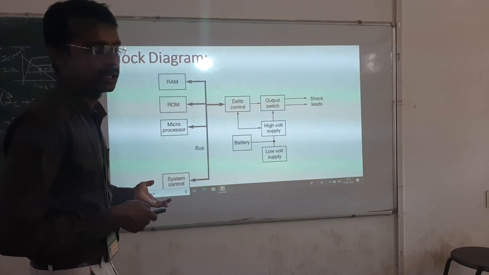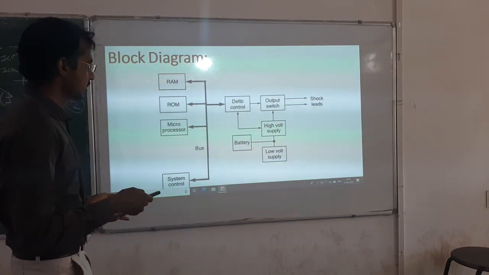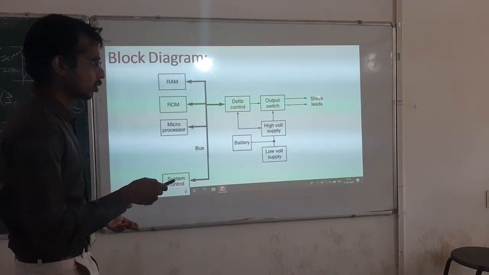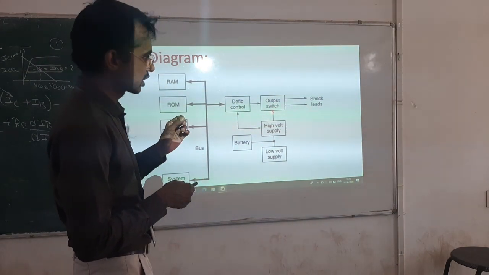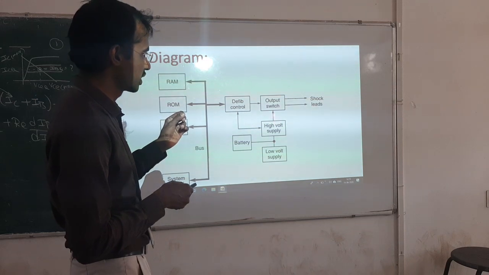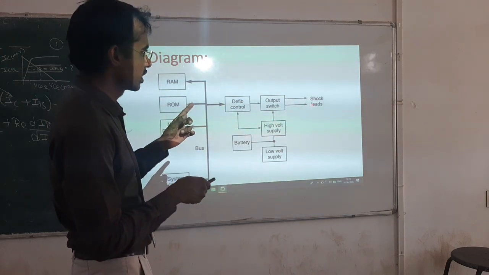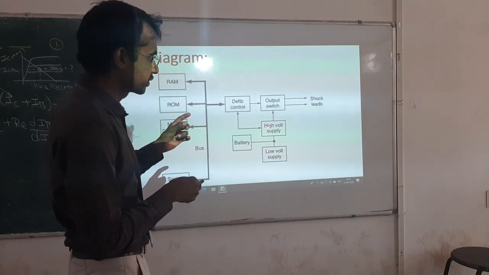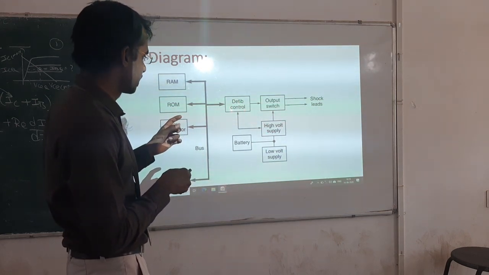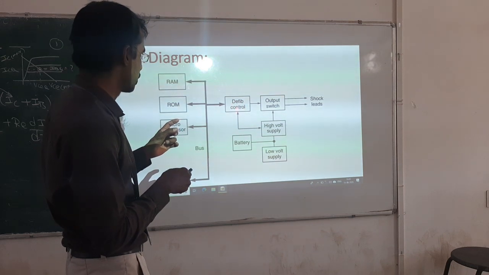Now this is the block diagram. You can see that this goes to the shock leads, which go to the veins. The output switch is an electronic switch. Whenever the control signal is given, it opens and the high voltage goes to the shocks. When to give the high voltage depends upon the defibrillator control unit.